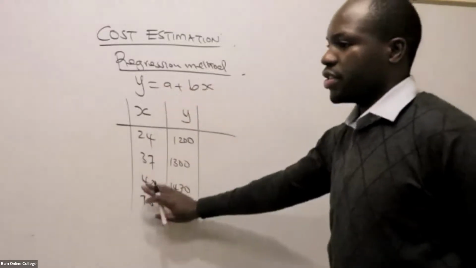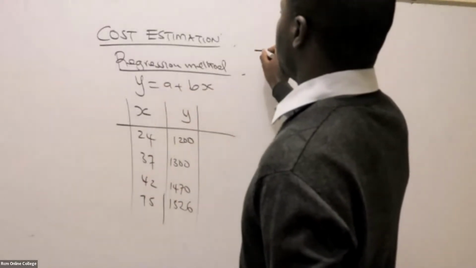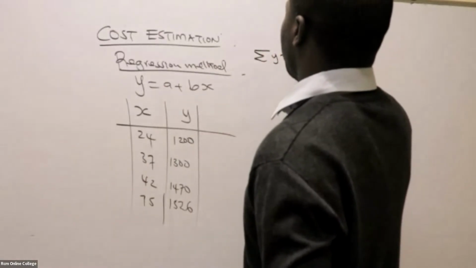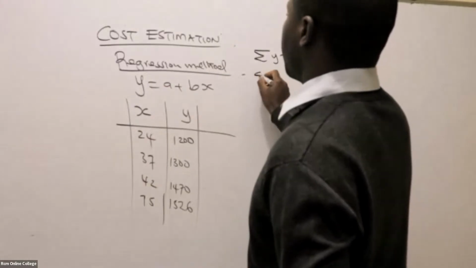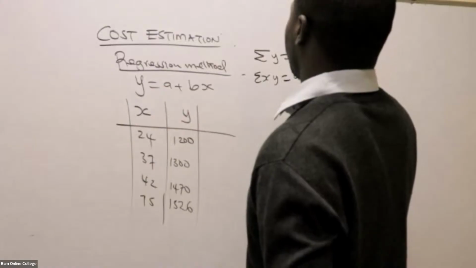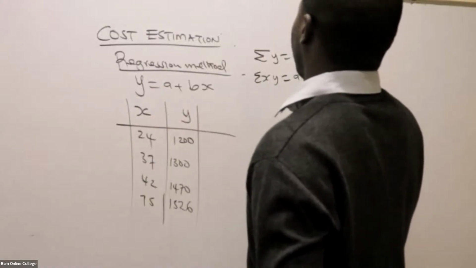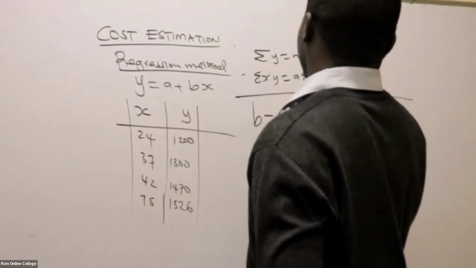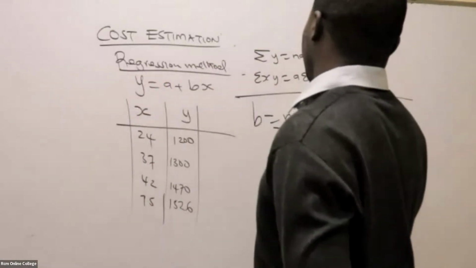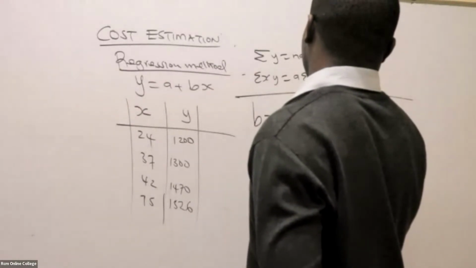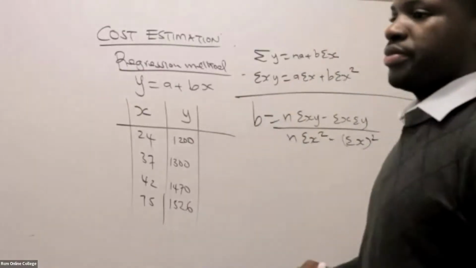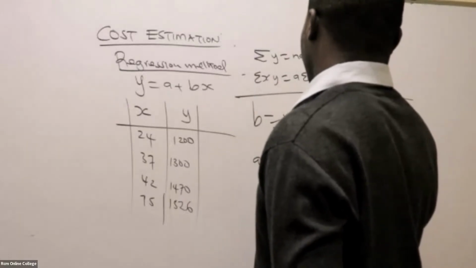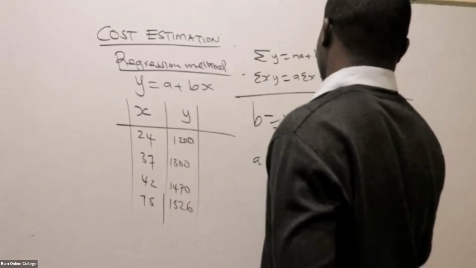And you're supposed to give us the cost function in this form. Remember, using the regression method, it is summation of what? Summation of y is equal to na plus b summation of x. Then summation of xy is equal to a summation of x plus b summation of x squared. Or b is equal to n summation of xy minus summation of x summation of y, divided by n summation of x squared minus summation of x, bracket squared. Then getting the value of a is equal to summation of y minus b summation of x, everything divided by n.